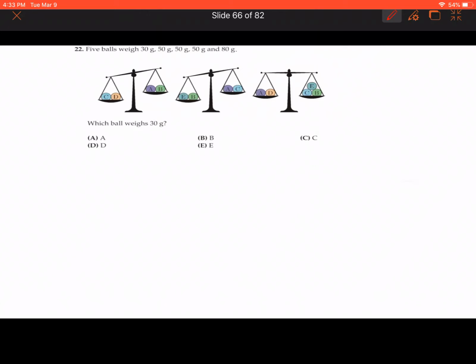Five balls weigh 30 grams, 50 grams, 50 grams, 50 grams and 80 grams. Which ball weighs 30 grams? Okay, so first we'll write the equation. C plus D is heavier than A plus B, and E plus B is heavier than A plus C.